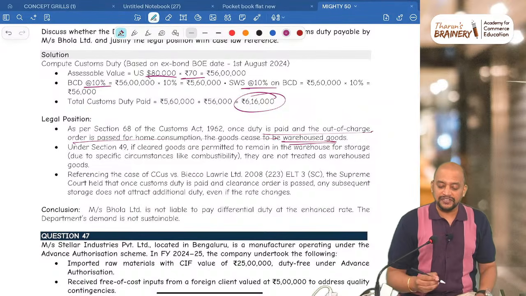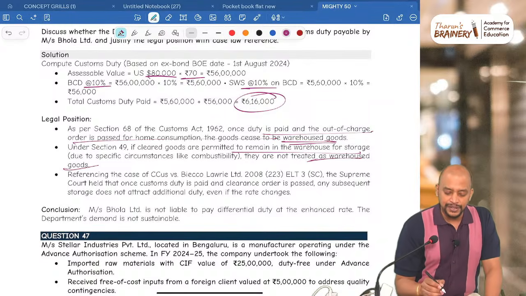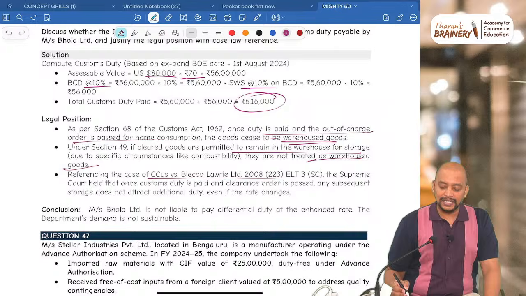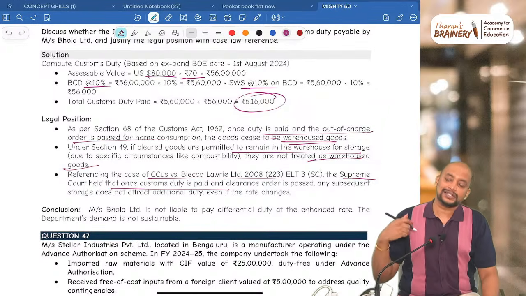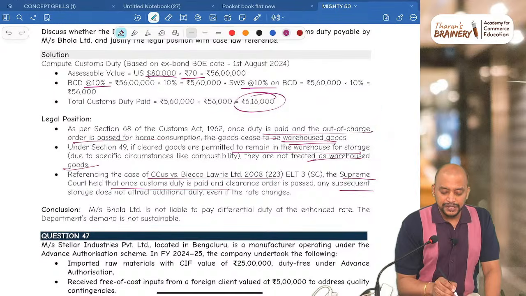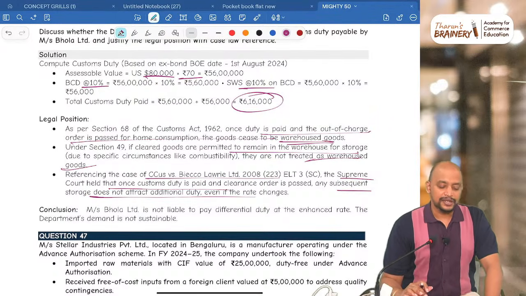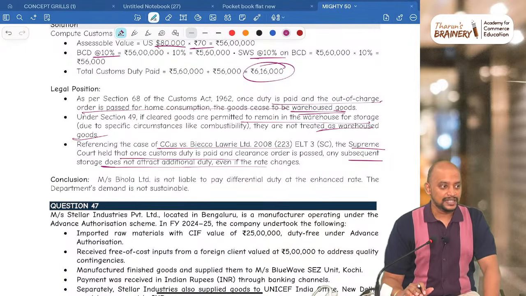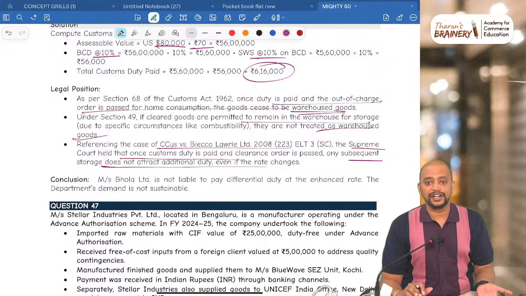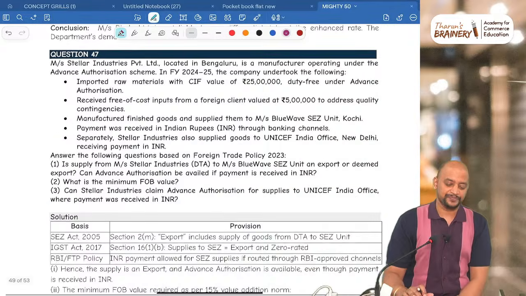Under Section 49, if cleared goods are permitted to remain in the warehouse, they are not treated as warehoused goods. Referring to the case of Biako Lari, the Supreme Court held that once customs duty is paid and a clearance order is passed, any subsequent storage does not attract additional duty even if the rate changes. They will be asking a question like this. Accordingly, remember this case name also. They will say the case name is not required, yes, but you write it, because you can remember this case name and write.